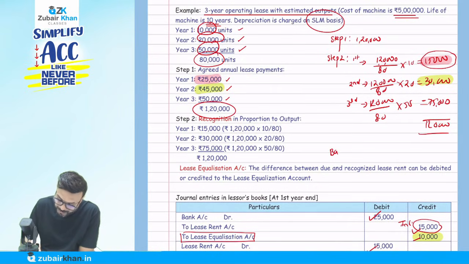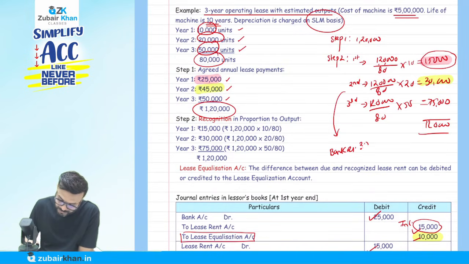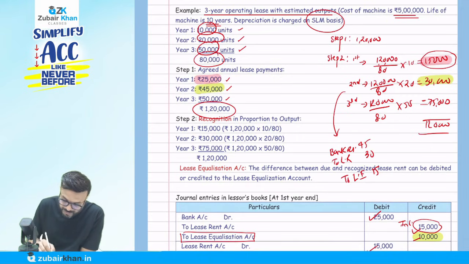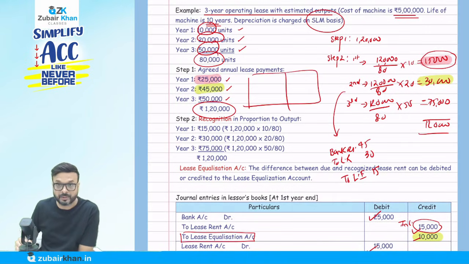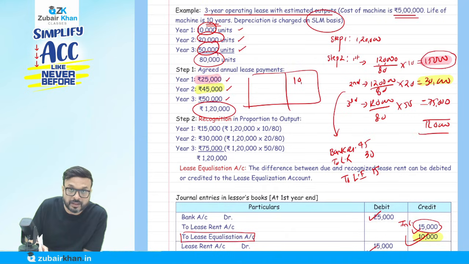Bank account will be debited here by 30,000. No, not 30. He's going to receive the 45, but he will recognize 30. Okay, 45. To lease rental account is how much here? 30. And to lease equalization account, how much is the balancing here? 15. So if I talk about the lease equalization account, first year we credited by 10,000. So we credited here by 10,000.